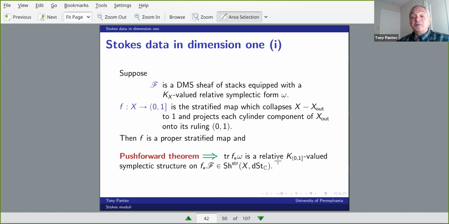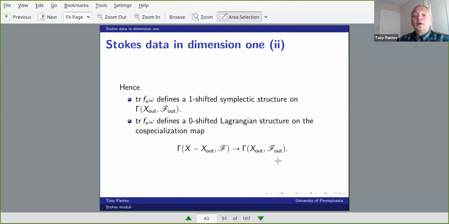And it's a proper stratified map, and if you take the trace of the push forward, you get a K_0,1 valued symplectic structure on the push forward. This gives you actually a one-shifted symplectic structure on the sections over the outer stratum. And the trace defines a zero-shifted Lagrangian structure from the closure of the inner stratum to the outer stratum, sections over the closure of the inner stratum to the outer stratum.